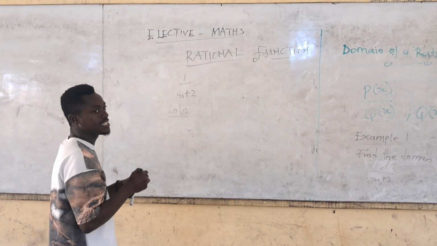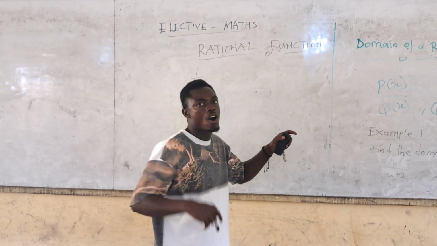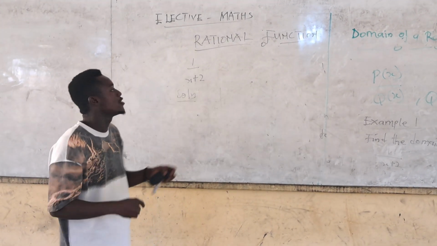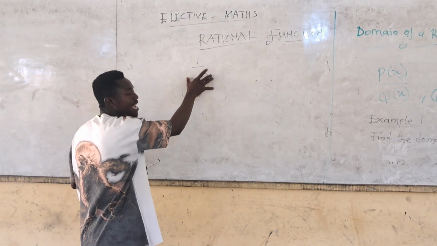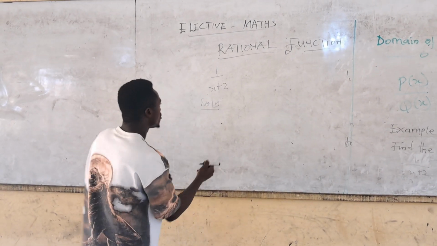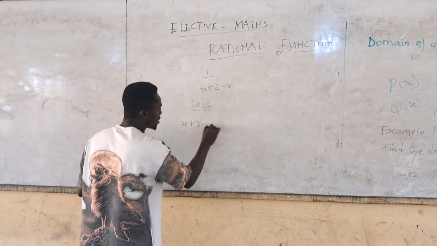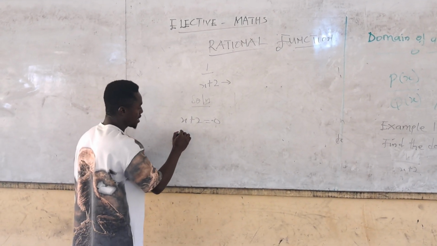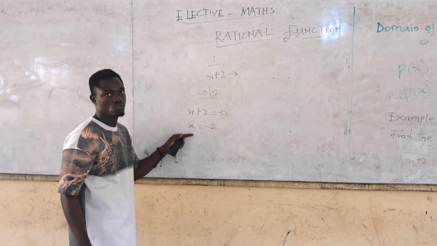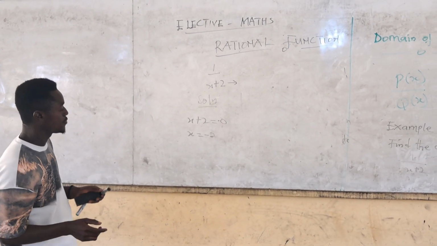based on our definition, the domain of a rational function is the set of all possible real numbers except the zeros of the denominator. So all you need to do is take the denominator and put it equal to 0. The denominator is x plus 2, so we put x plus 2 equal to 0. Therefore, x is equal to negative 2.